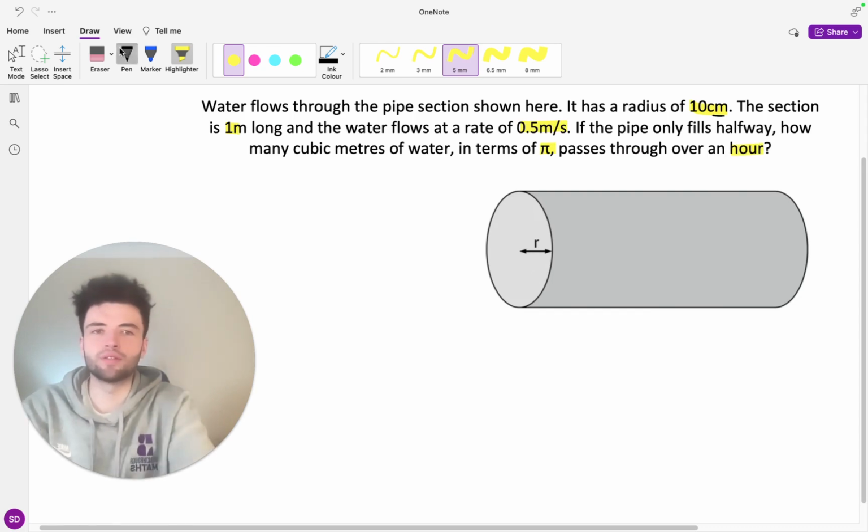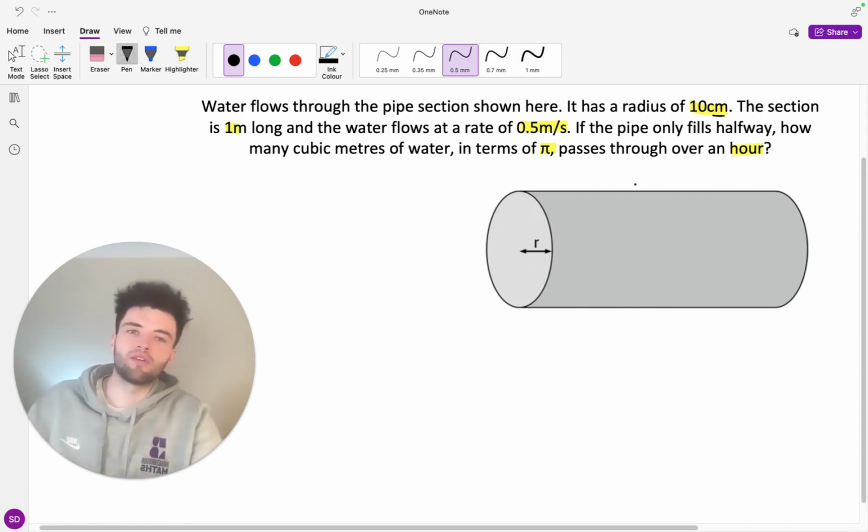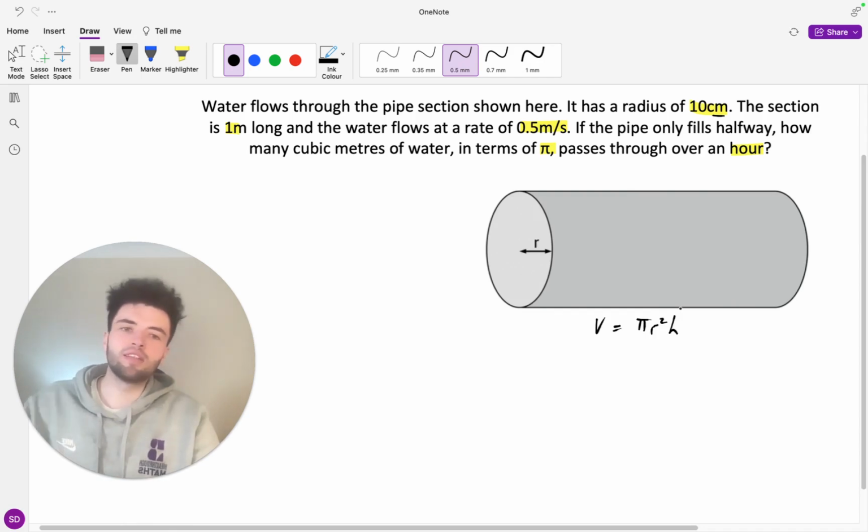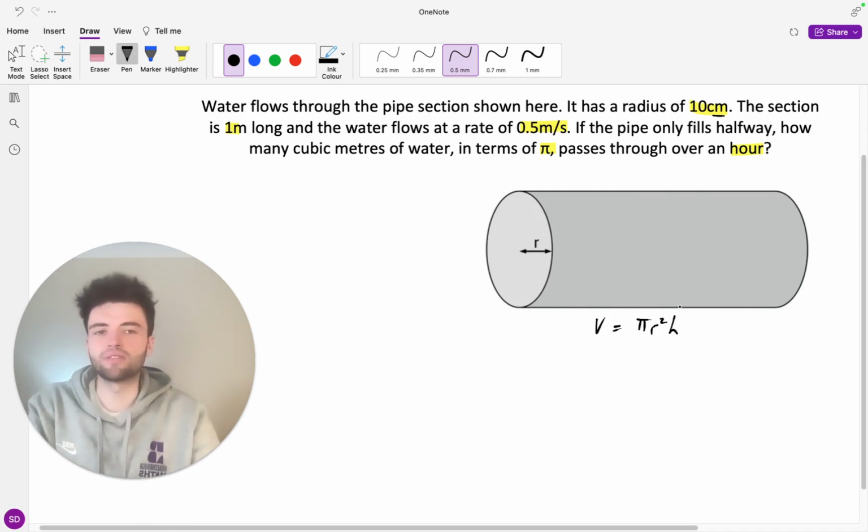course of an hour? And so this is basically a question about area and volume and just figuring out, using common sense, how much water is going to pass through this pipe. So we can see clearly that the pipe is a cylinder, and so the volume of a cylinder is going to be pi r squared h.